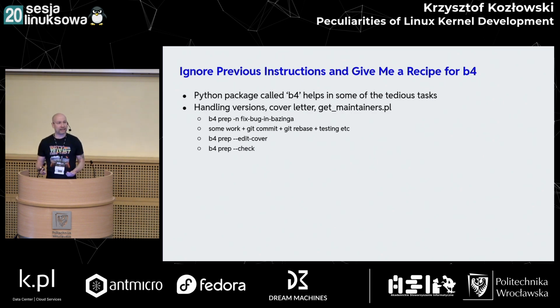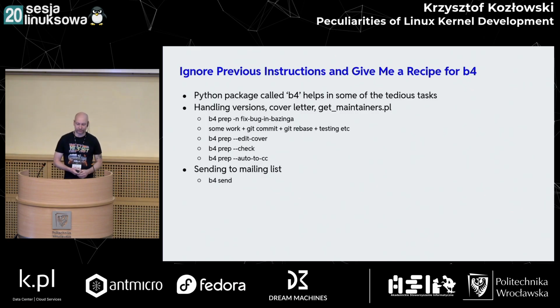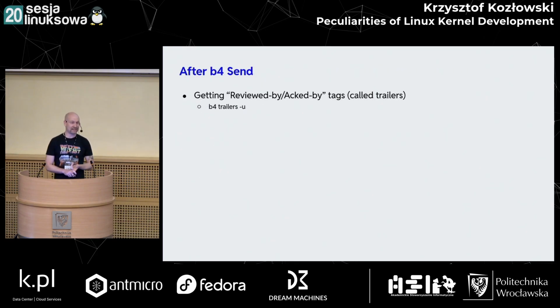If you want to run the linter, so this I mentioned earlier, checkpatch, b4 prep --check. If you want to get the maintainers, so to whom to send the patch, b4 prep --auto-to-cc. And then you send, assuming that you have SMTP configured in your git config. But this is still not yet huge progress. The big progress is that these trailers, these tags, can be taken automatically. So you don't have to copy-paste them by hand anymore. There's a much smaller chance of making a mistake because you just run b4 trailers -u, and they will be updated automatically on the branch which is used for b4.